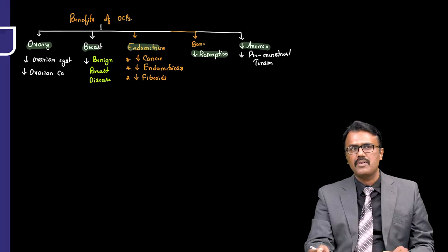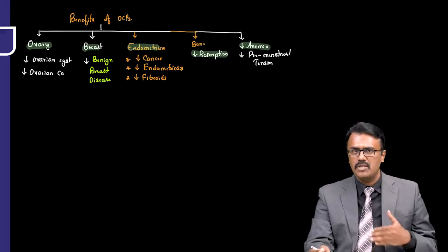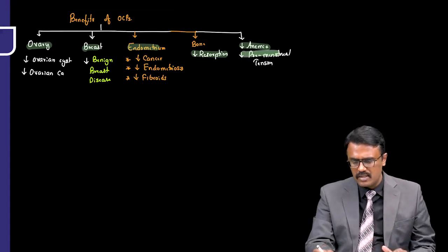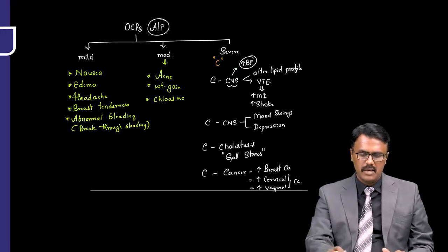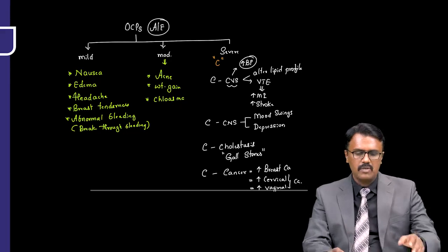They can decrease anemia because most of them will have menstrual cycle, they will have menstruation, loss of blood, anemia, so that is decreased. And they also decrease the premenstrual tension. So these are the benefits, and these are the adverse effects with OCPs, very commonly asked.